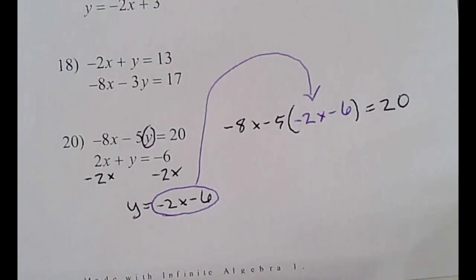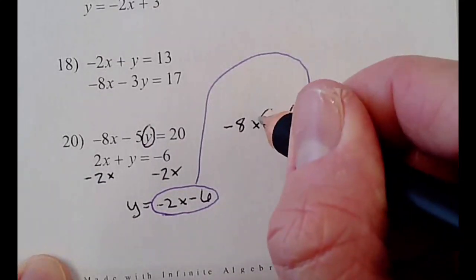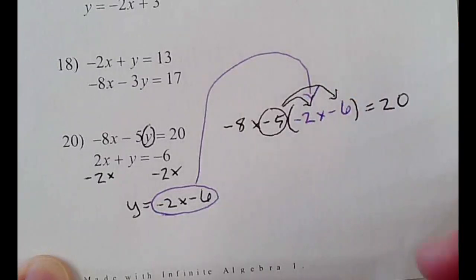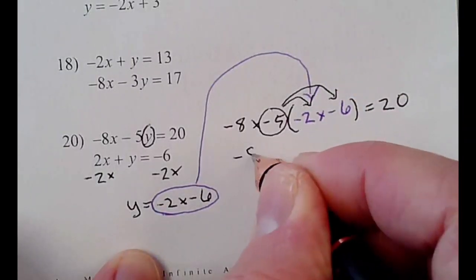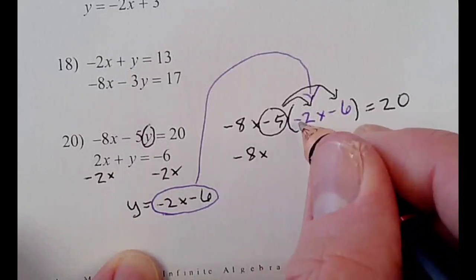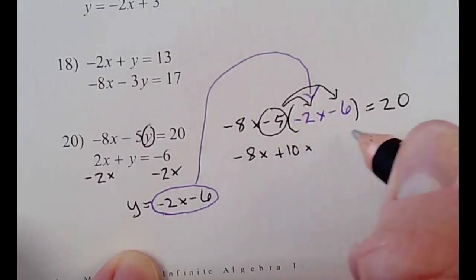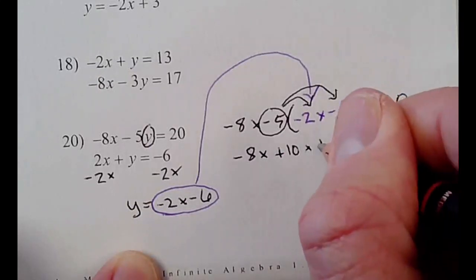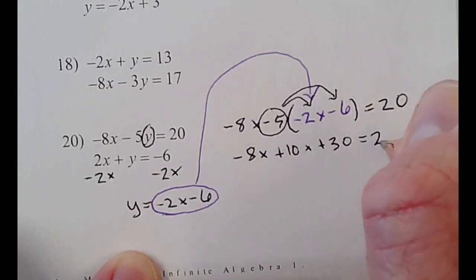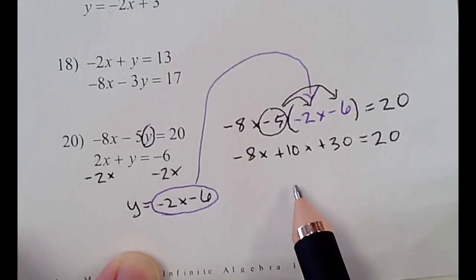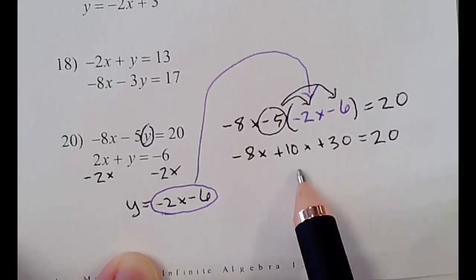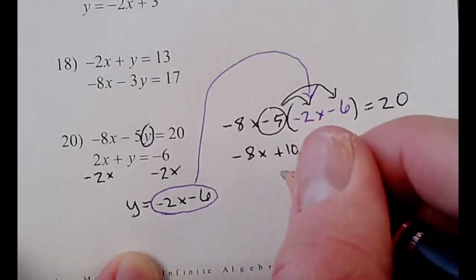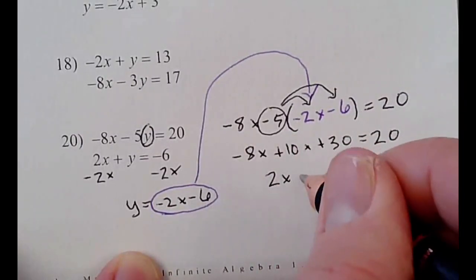So now we have to distribute. We have to distribute negative 5 to the negative 2x and to the negative 6. So I'm going to go negative 8x, and that's going to be plus 10x plus 5 times 6 is 30, equals 20. And then I've got to simplify this. I got negative 8x plus 10x. That's going to be a positive 2x plus 30.